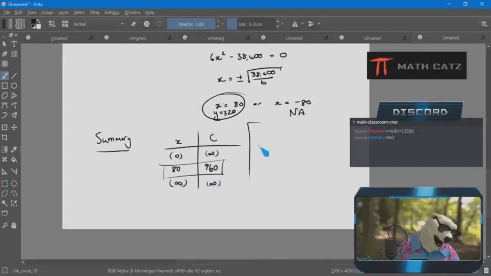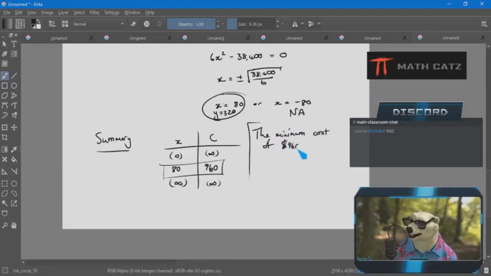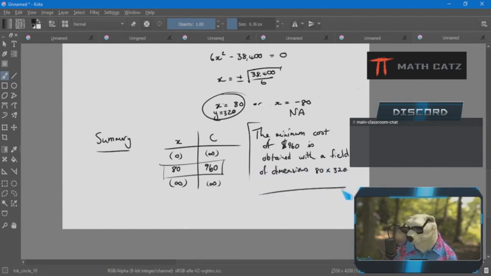Let's write our concluding sentence over here. The minimum cost of $960 is obtained with a field of dimensions 80 by 320. Easy enough, I hope.